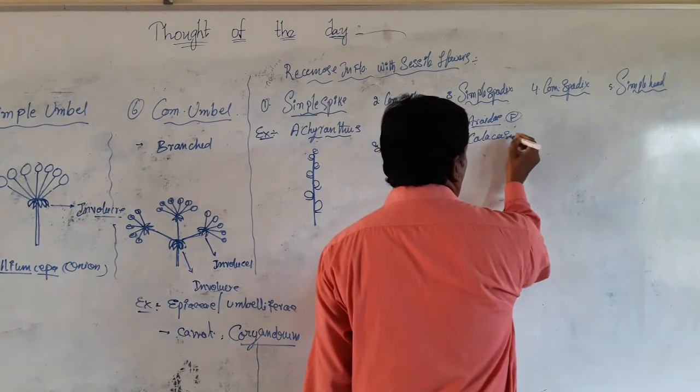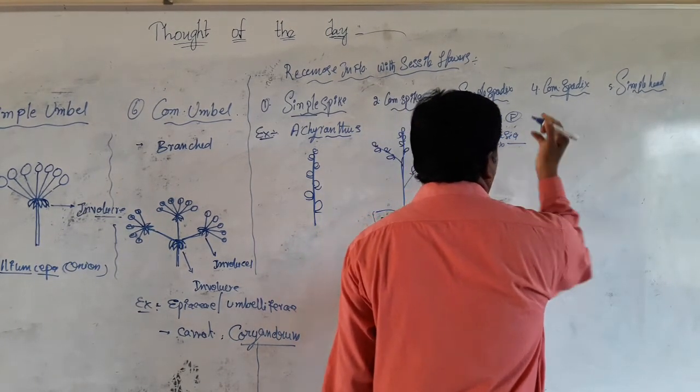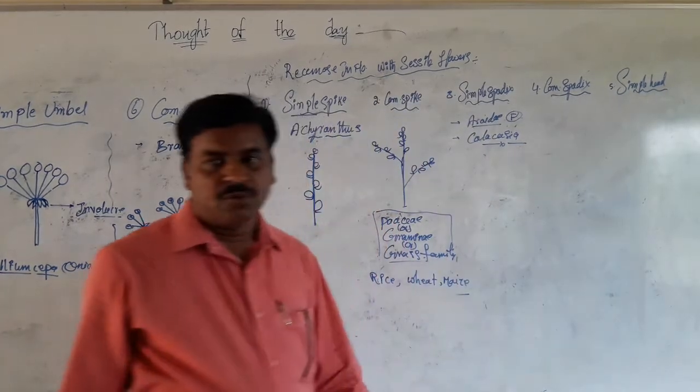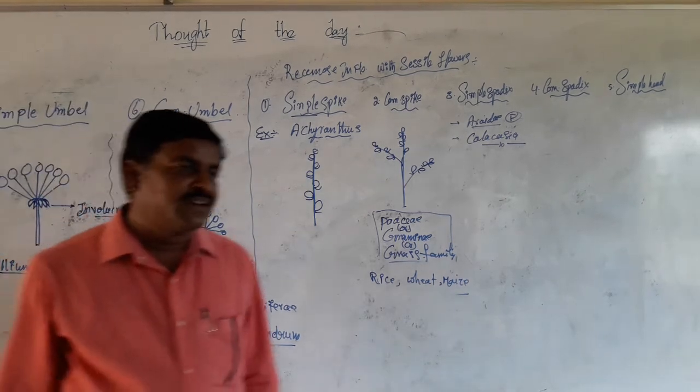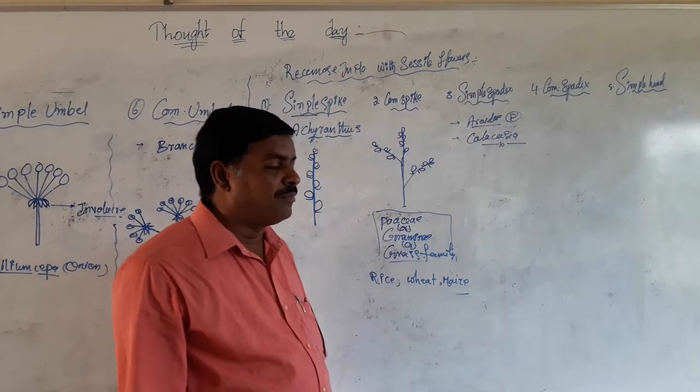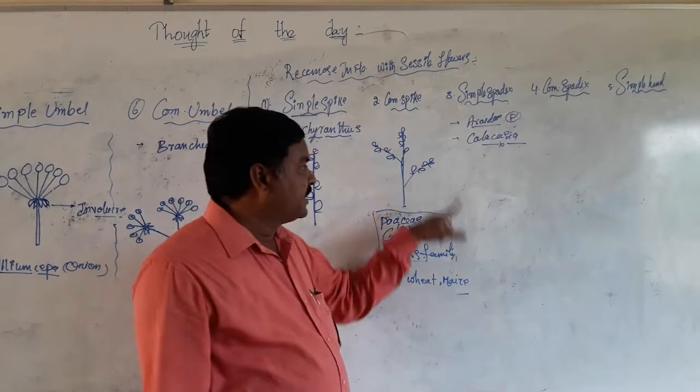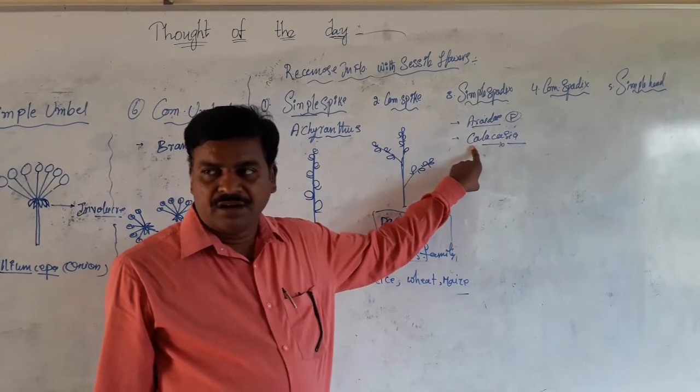Colocasia, this is one of the best examples. Colocasia, okay? You know, there are a total of four types of underground stem manifestations. One is rhizome, okay? Second one is corm. What are the examples for corm, the type of underground stem? Colocasia is one of the examples for corm.